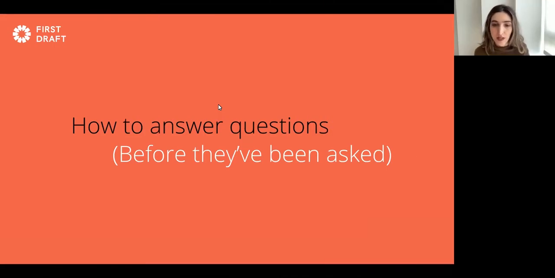We're talking about data deficits and how to answer questions that your audiences may have about vaccines before they've been asked.